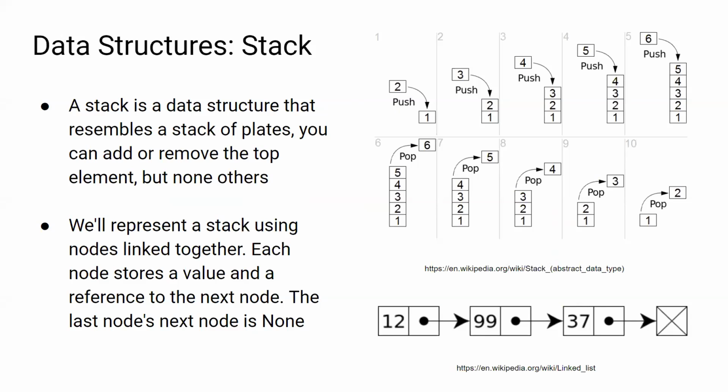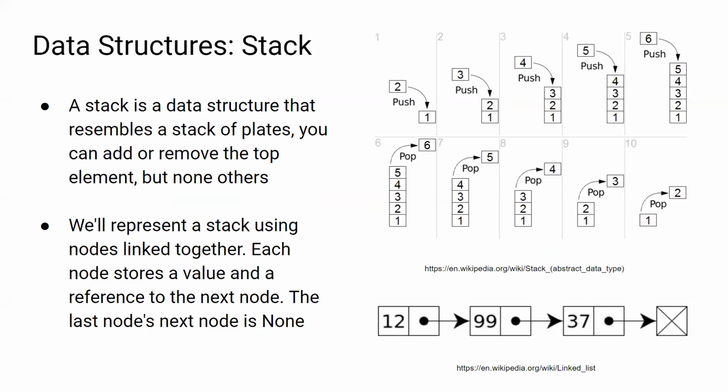Let's look at stacks. So a stack is a data structure. It resembles a stack of plates. You can add and remove things from the top, but you can't remove things from the bottom or anything else. There's lots of different ways of implementing stacks. You can do them with lists or not. Here we're going to implement a stack using a bunch of links between nodes.